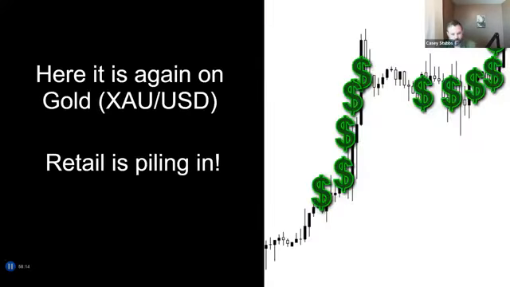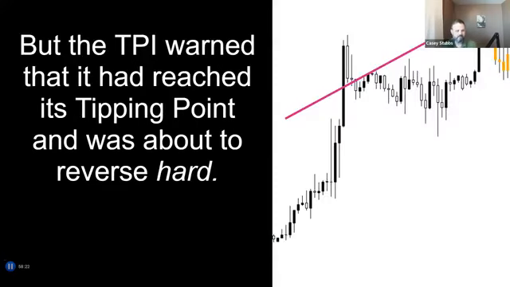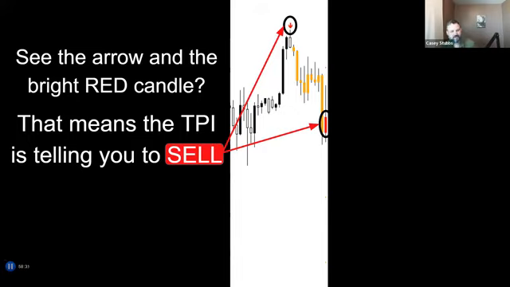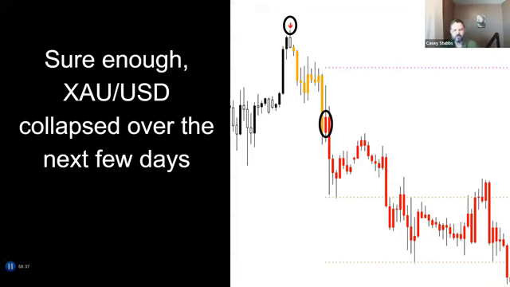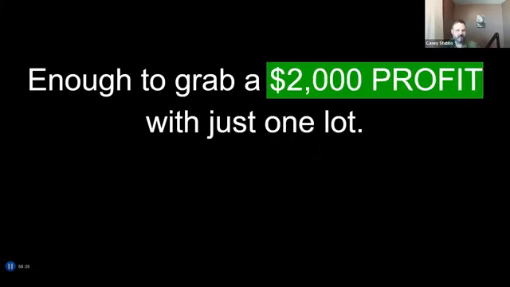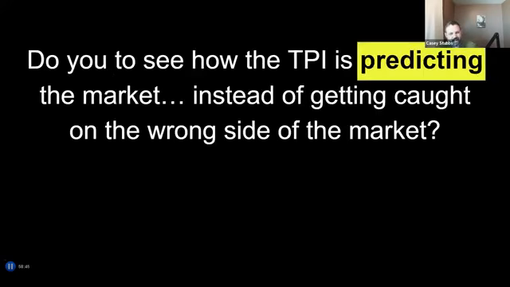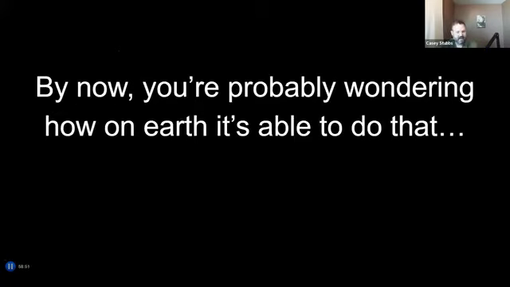Here it is again on gold. Retail is piling in, and most people were waiting in line to buy gold back in June as it broke out. But the TPI warned that it had reached its tipping point and was about to reverse hard. You see the arrow and the bright red candle? That means the TPI is telling you to sell. Sure enough, gold collapsed over the next few days, enough to grab a $2,000 profit with just one lot. So do you see how TPI is predicting the market instead of getting caught on the wrong side of the market? By now, you're probably wondering how on earth it's able to do that.